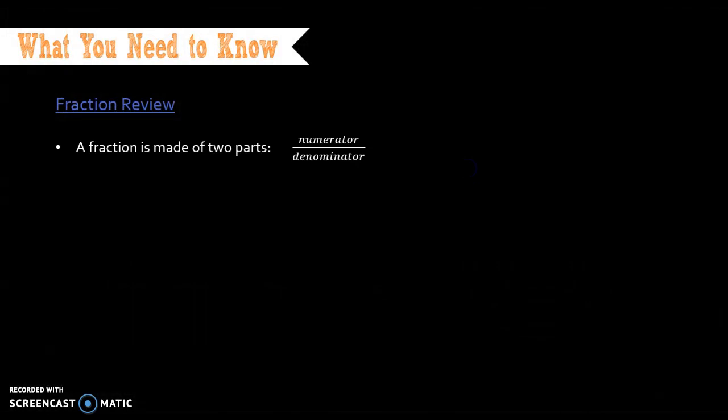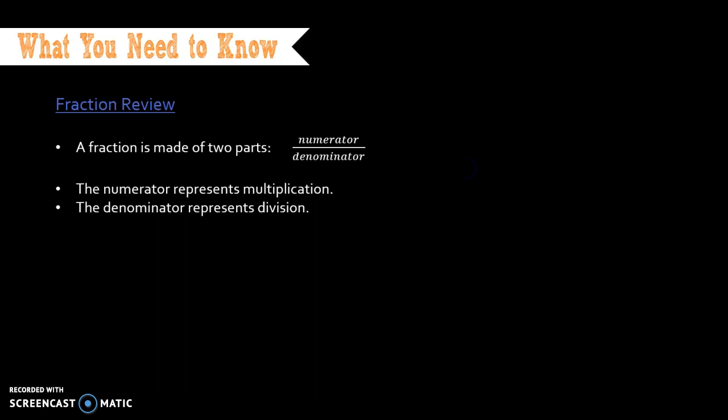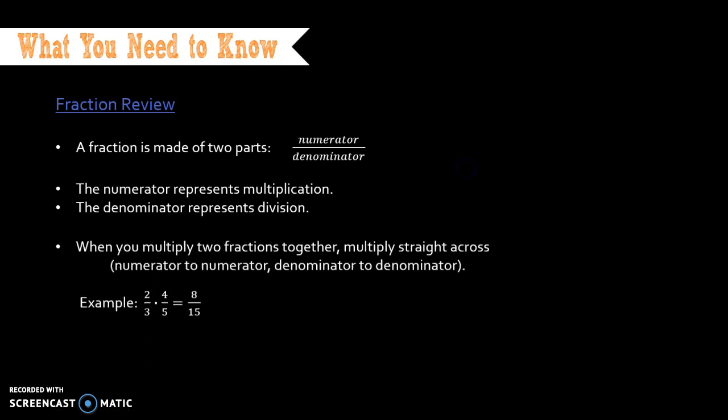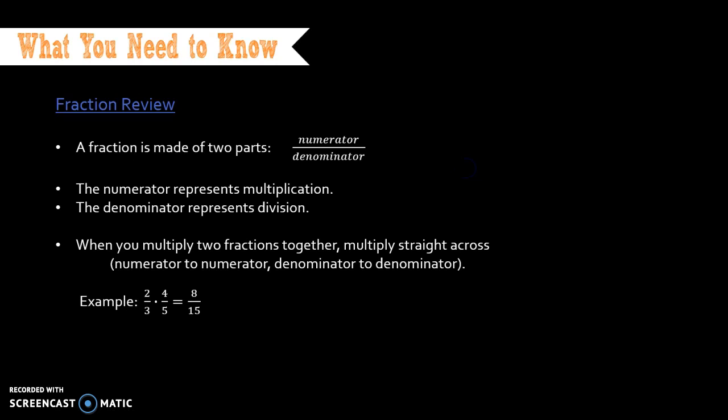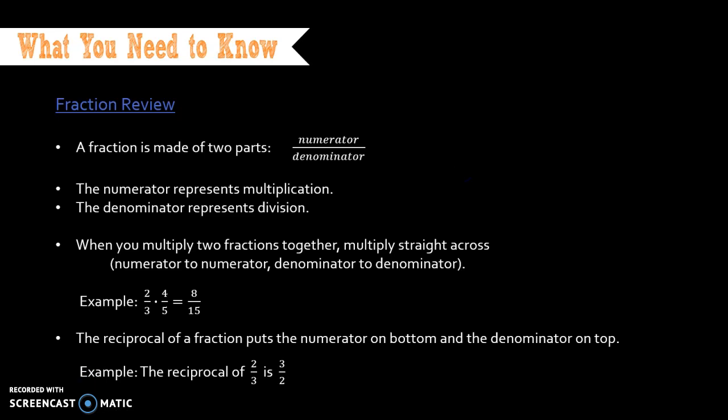Here's a fraction review. Fractions are made up of two parts. You have the numerator on top and the denominator on the bottom. The numerator represents what you're multiplying by, and the denominator represents what you are dividing by. When you multiply two fractions together, multiply straight across, numerator to numerator and denominator to denominator. The reciprocal of a fraction places the top on the bottom and the bottom on top. You just flip it upside down. So in this example, the reciprocal of 2/3 would be 3/2.